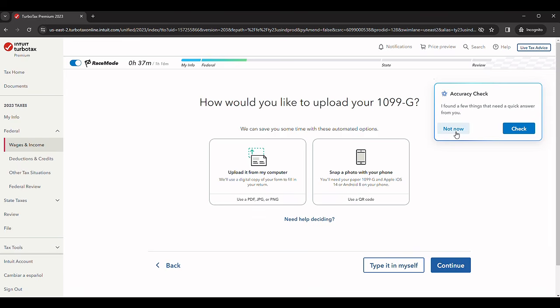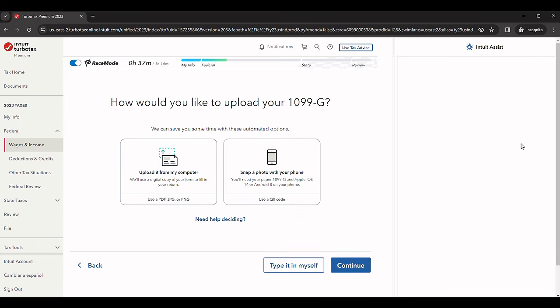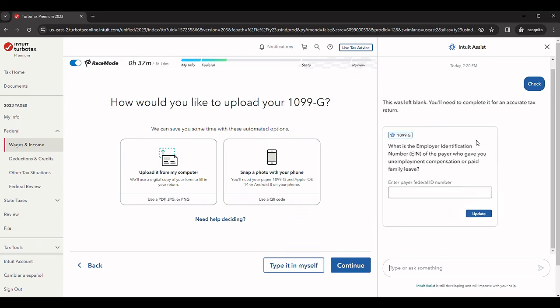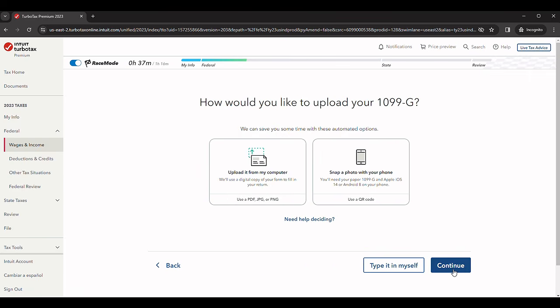Accuracy check. What are they questioning about me? Let's check. It looks like a bunch of nonsense. This was left blank, the EIN. Oh, they're asking about the EIN of what we're going to fill out now. Well, I haven't gotten to there, so I'm going to X you out. Thanks for nothing. So let's continue. I'll type it in myself.